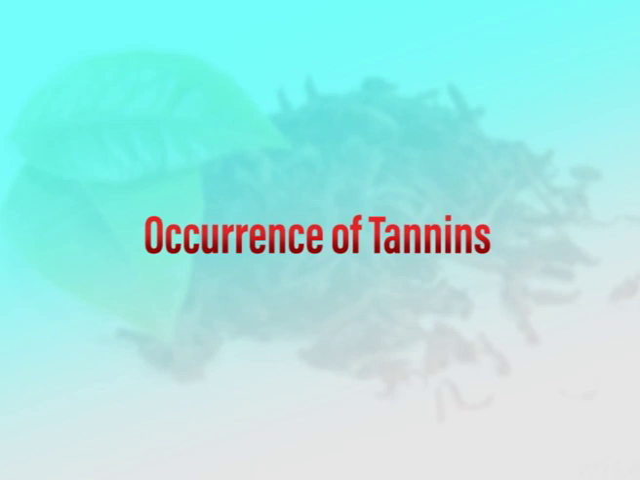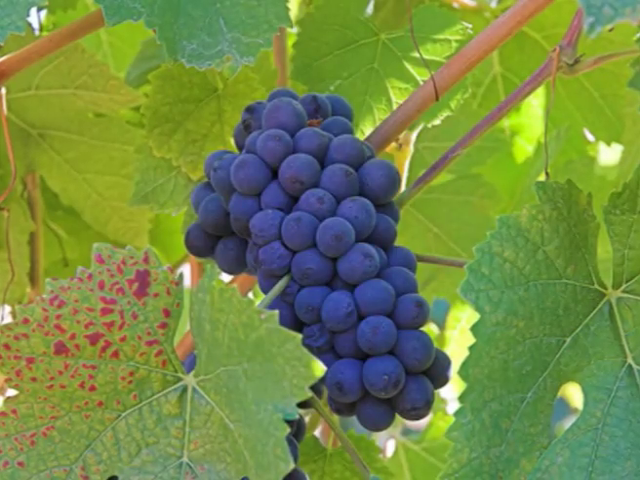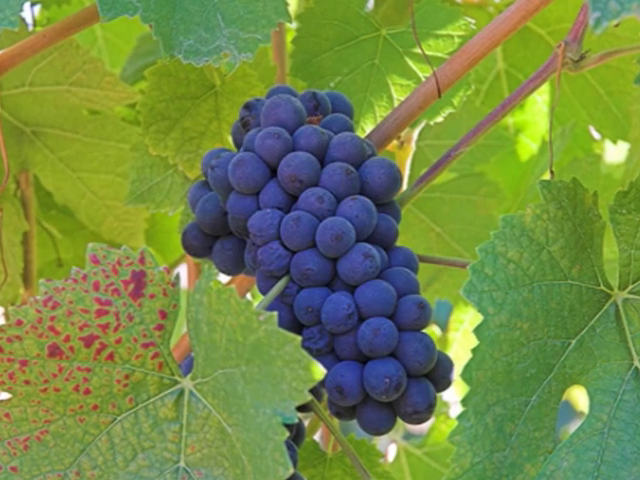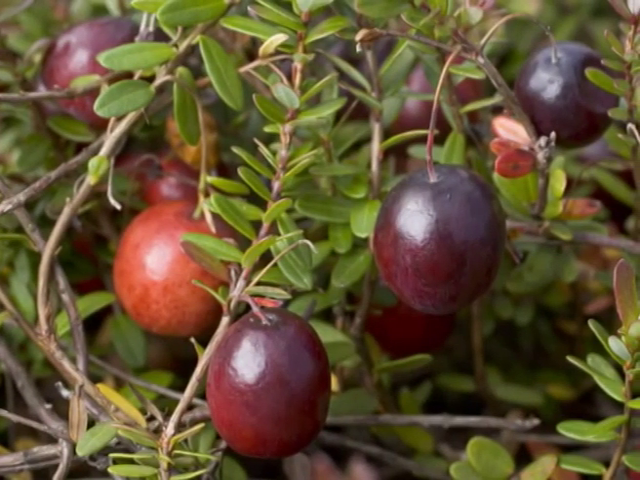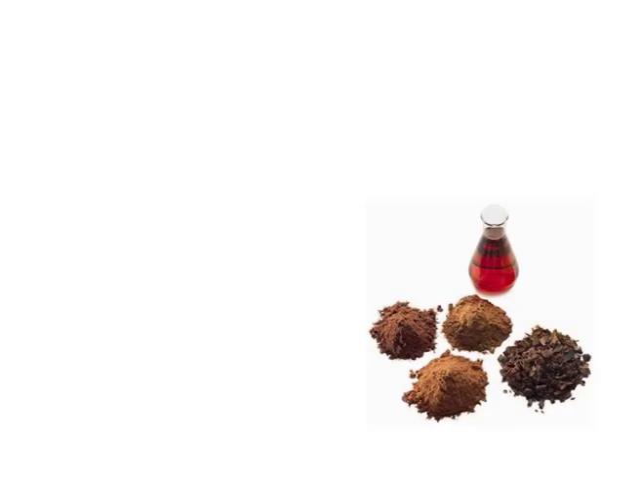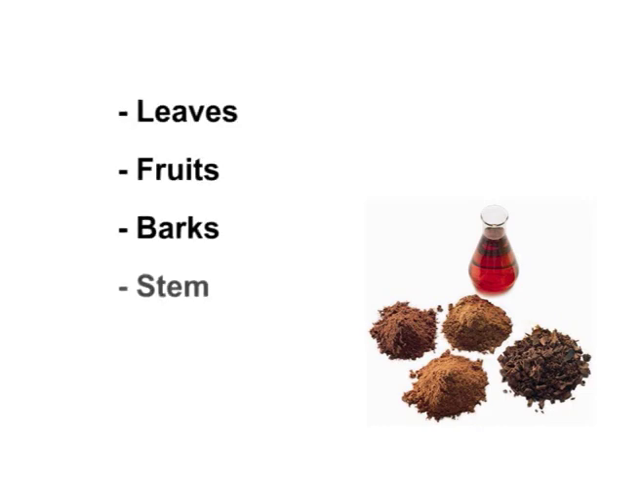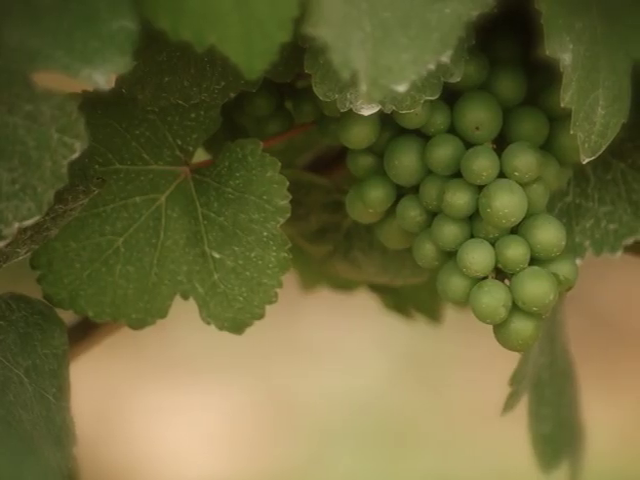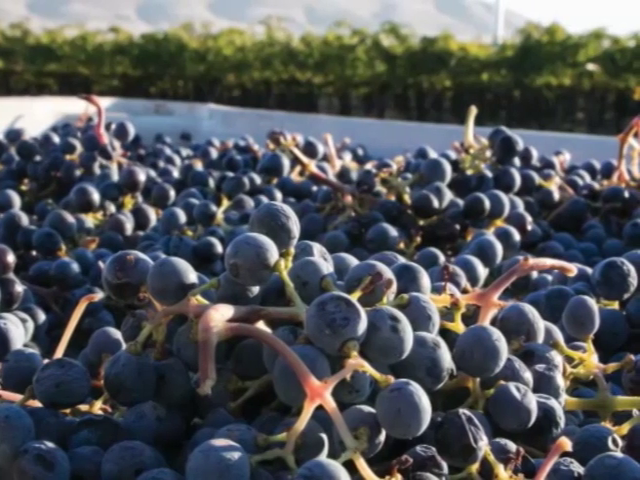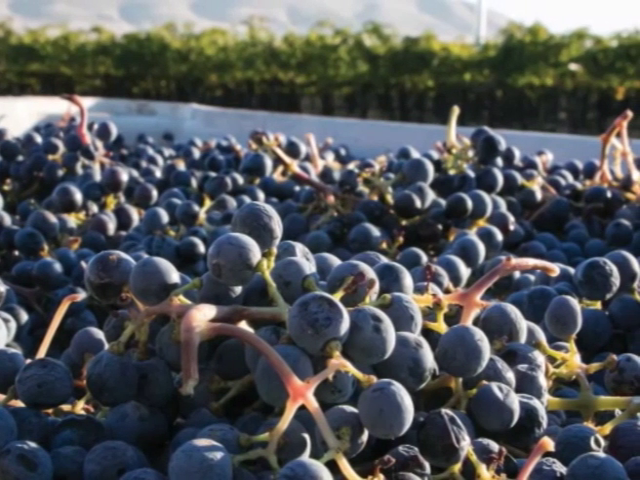Now coming to the occurrence of the tannins, meaning where the tannins are present in the plant. There are certain important facts about this. For example, tannins are widely distributed in the plant kingdom. Second, tannin-containing plants are found in almost all families of plants. Third, the tannins are mostly found in leaves, fruits, barks, stems, and wood parts of the plants and trees. And next, the tannin content in immature fruits is higher than in ripe fruits.